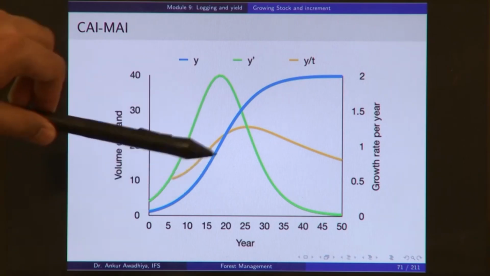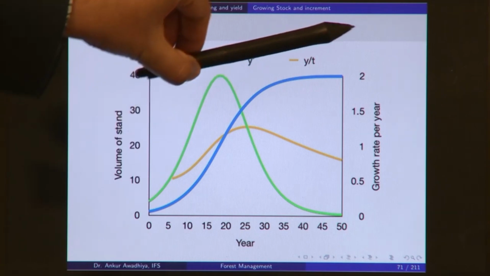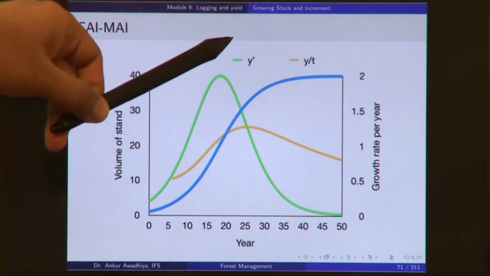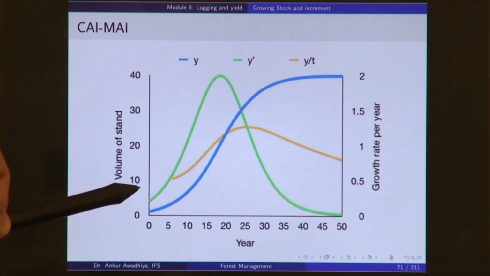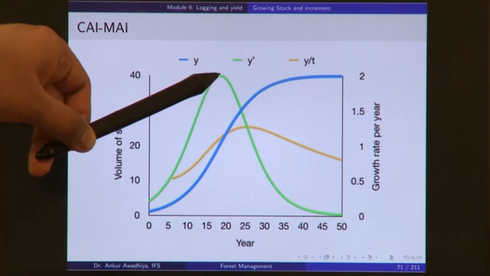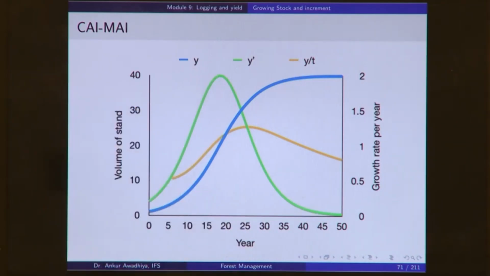So, the CAI will go on increasing till the inflection point, and then it will start to reduce and become 0 after a while, and this is what we are seeing in this y prime curve. So, y prime is increasing, it reaches a maximum at the inflection point, then it starts to reduce, and after a while it comes close to 0. So, this is CAI, or the current annual increment.